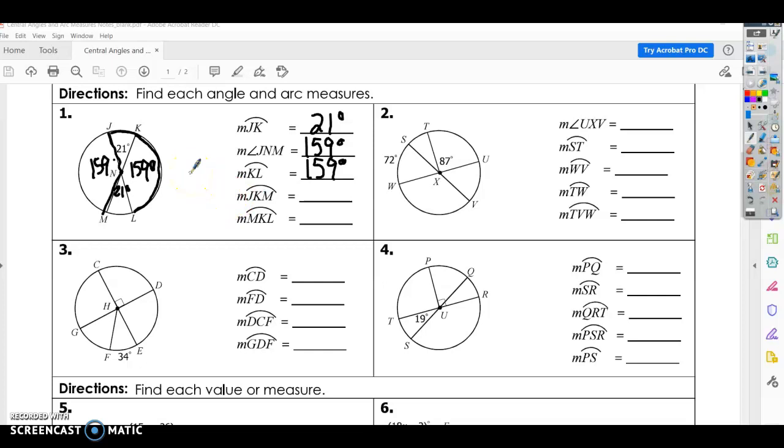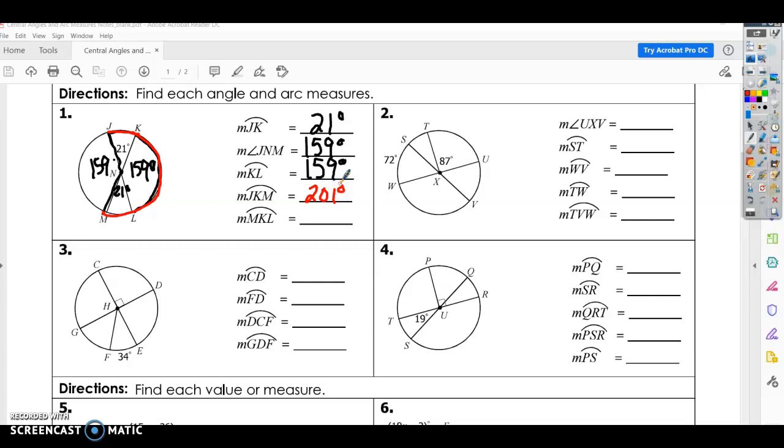Let's change the colors to make it a little easier. The measure of JKM: J, here's K, and then M goes all the way to here. So we have to do 159 plus 21 plus 21, or 159 plus the 42. So this arc should be 201 degrees.